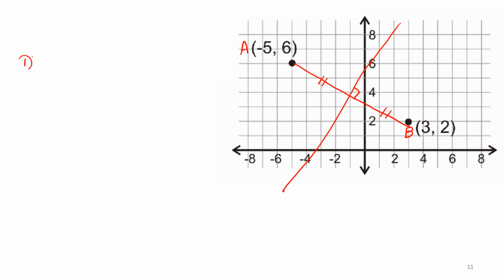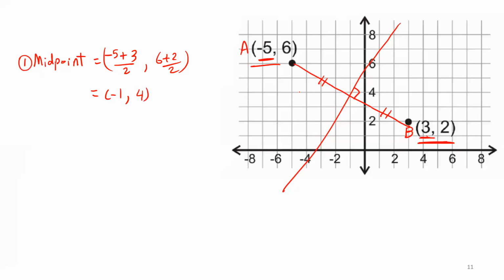First of all, number one, you find the midpoint of the line segment AB. You know the midpoint formula: sum of x over 2 and sum of y over 2. Just write -5 plus 3 over 2 for the x coordinate, and 6 plus 2 over 2 for the y coordinate. So -5 plus 3 is -2, over 2 is -1, and 6 plus 2 is 8, over 2 is 4. So the midpoint is (-1, 4).